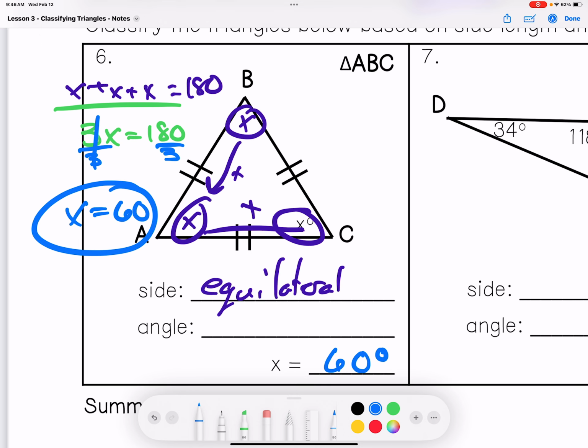Now, if you could have done that in your head, 180 is the whole thing. They're all equal, so I just divide by 3. Why did you divide by 3? Because there's 3 sides and they're all equal. Think about it in money. If I had $180 and me, you, and one more person got the same amount of money, how would we figure out who got what? We would divide by 3 because there's 3 of us. Same thing here. So what kind of angles are those? They're less than 90, so it's acute.